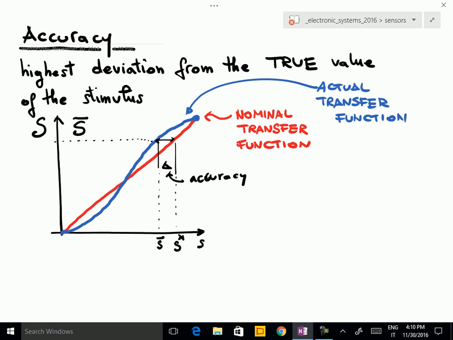Also, the accuracy is a quantity that is always defined in the sensor data sheet.